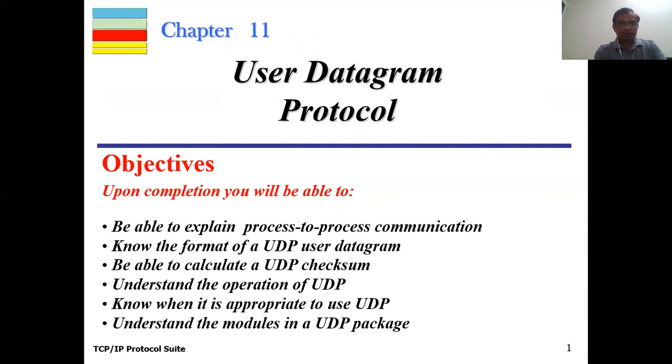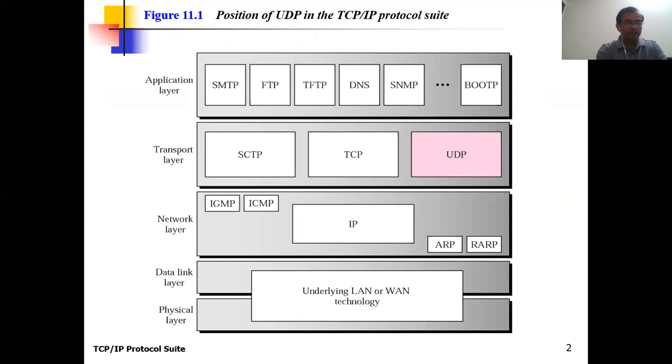So in figure 11.1, it shows the relationship of UDP to the other protocols and layers of the TCP/IP protocol suite. UDP, as you can see, lies between the application layer and the IP layer, and like TCP, serves as the intermediary between the application layer and the network operations.